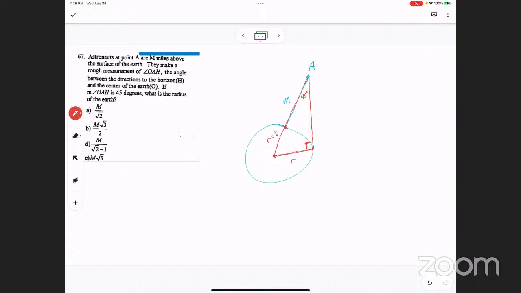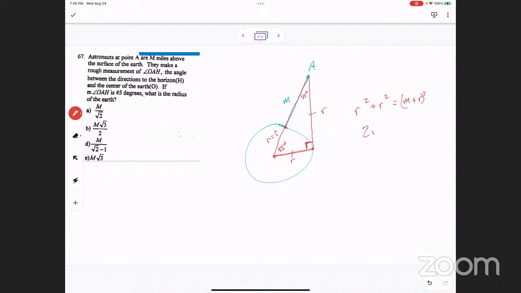Wait, that doesn't seem right to me. But I think that's true. If that's 45, then this is like the last problem. This is a 45, 45, 90, so those are equal to each other. So we know that this is R as well. So we know that the equation is R squared plus R squared equals (M plus R) squared. See how I'm using Pythagorean in there?